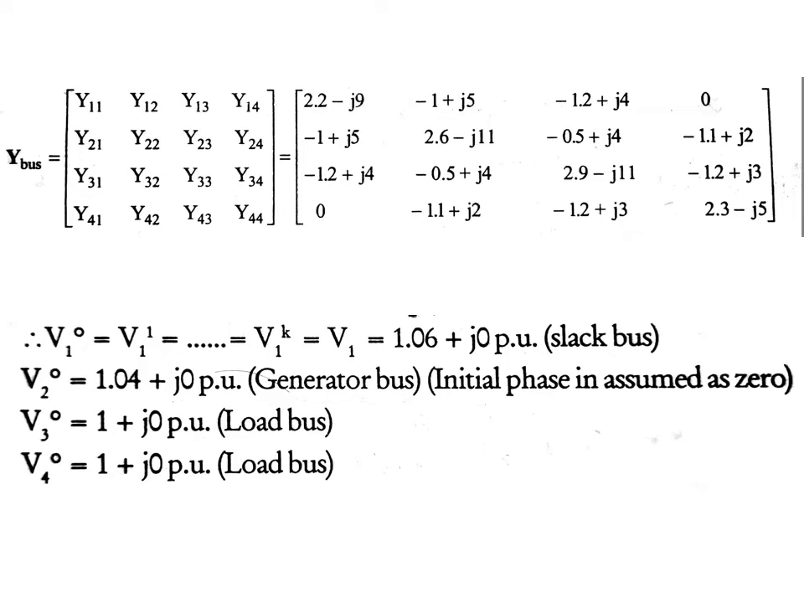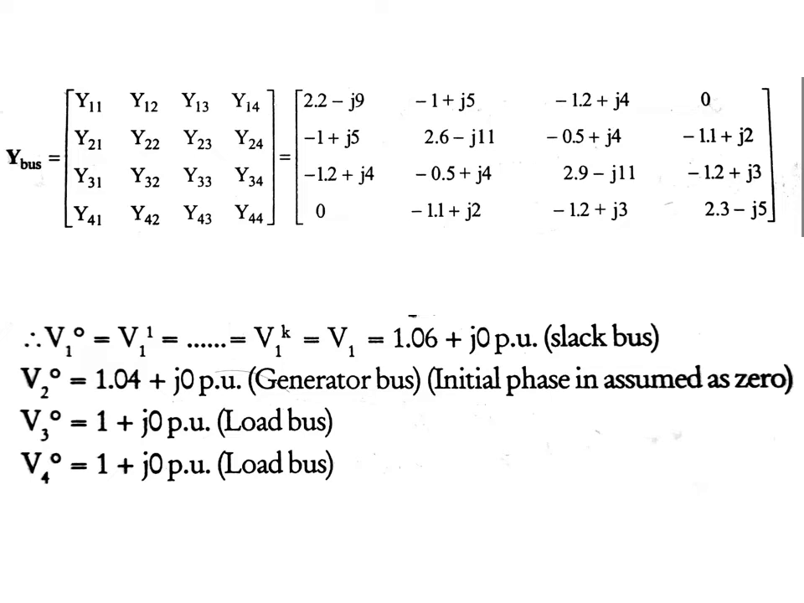The second element Y12 or Y21 is obtained by taking the negative of the admittance connected between bus 1 and 2 or bus 2 and 1. That is, in this case, the negative of 1 minus j5. Similarly, find all the values of the Y bus matrix.